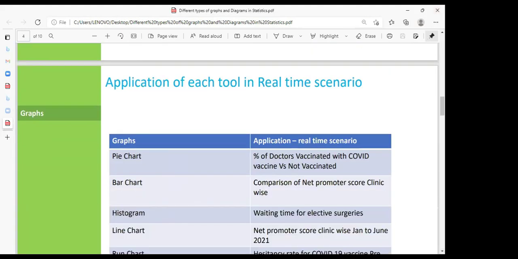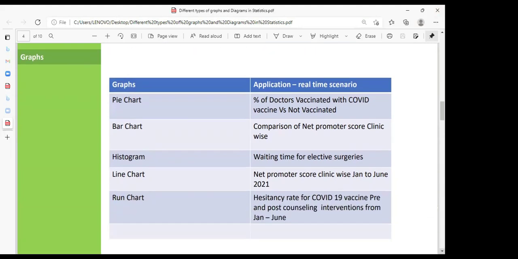Coming to the next PowerPoint, here I'm going to explain to you all the application of each tool in a real-time scenario. Please correct me in case I have missed or made something wrong. To start off with the pie chart. The real-time example I have given here is the percentage of doctors vaccinated with the COVID vaccine versus not vaccinated. So it's just a pie chart where you can differentiate between vaccinated and not vaccinated.